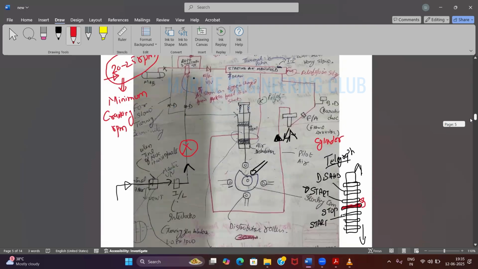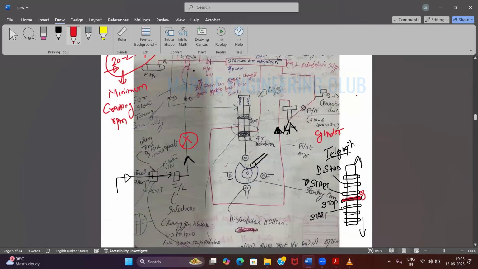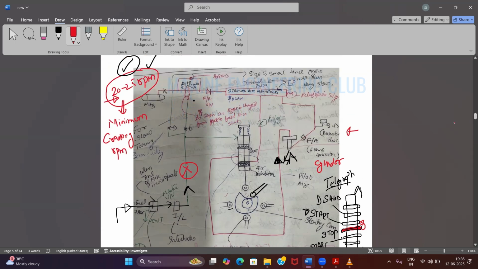So can I move further with this topic itself? Yes, sir. All right. Now, I have told you what happens once I put from stop to start. Now if I put from start to stop, what is going to happen?